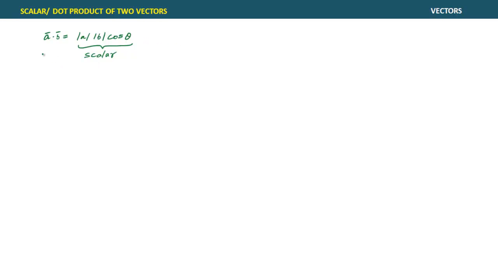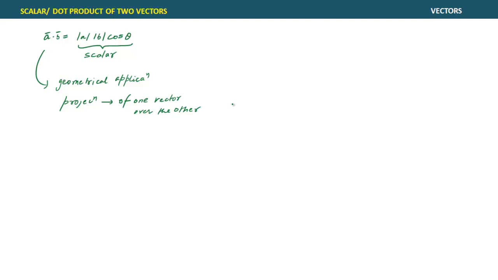Okay, so now what does this represent geometrically? Just quickly, briefly, what is the geometrical application? The geometrical application of this particular concept is that it denotes the projection of one vector over the other. This is what it actually denotes.